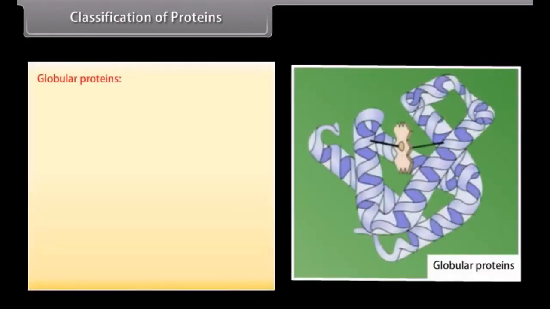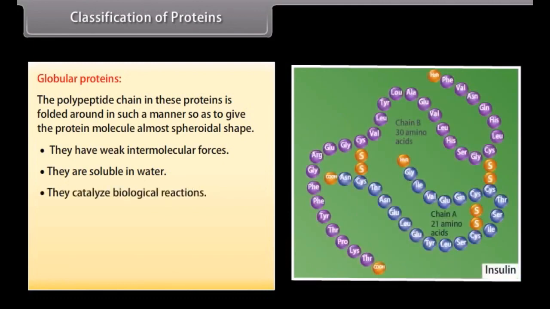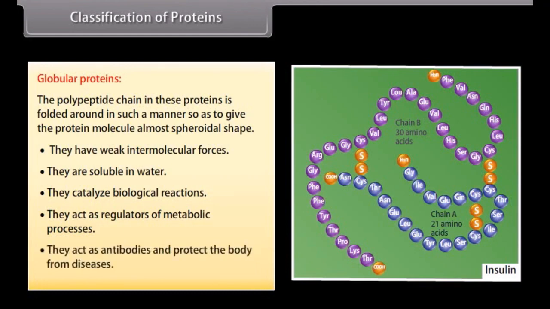Globular proteins. The polypeptide chain in these proteins is folded around in such a manner so as to give the protein molecule an almost spheroidal shape. They have weak intermolecular forces. They are soluble in water. They catalyze biological reactions, for example, insulin and thyroglobin. They act as regulators of metabolic processes, for example, maintaining blood sugar level. They act as antibodies and protect the body from diseases.